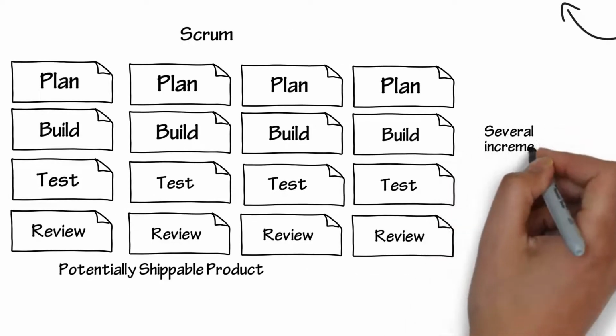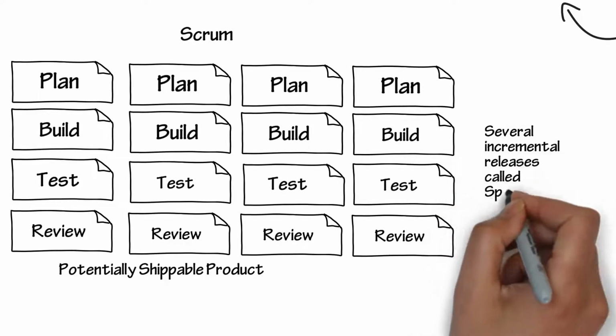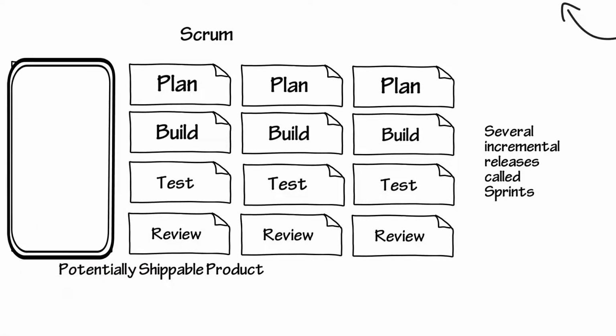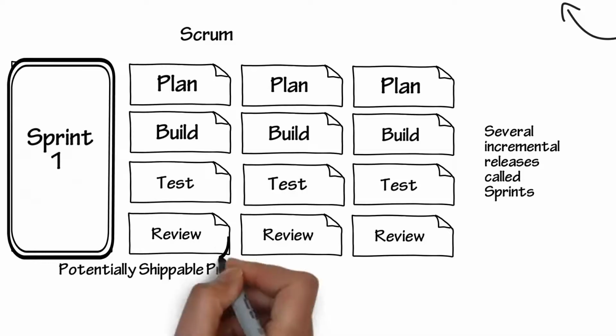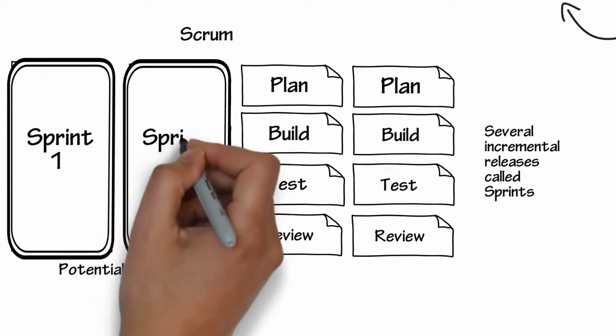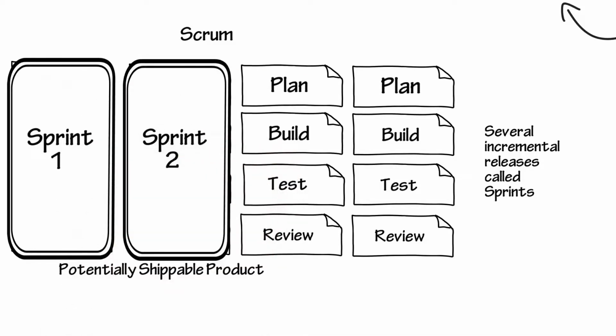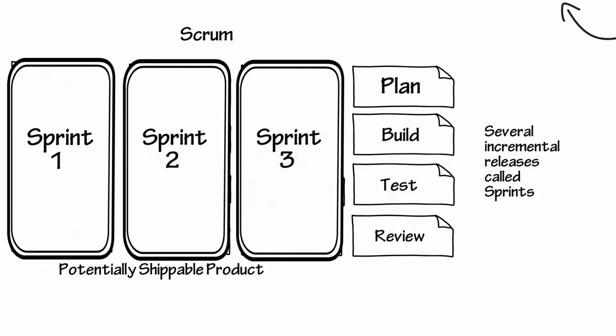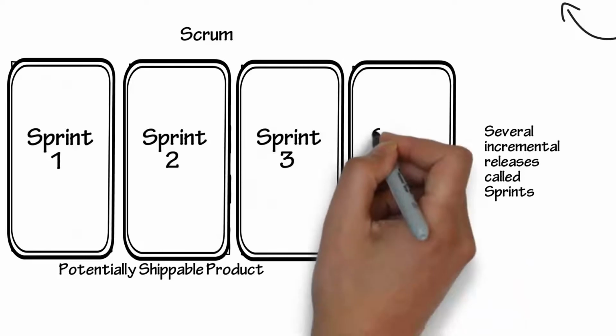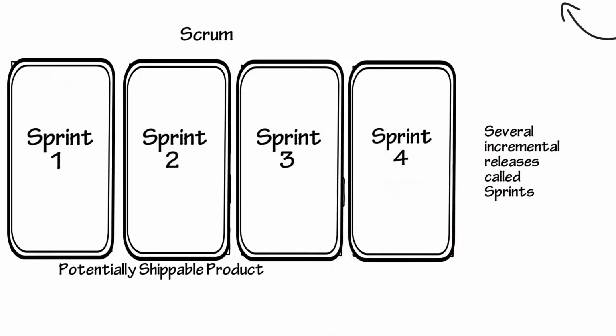You end up with several incremental releases called sprints. A sprint usually takes from 1 to 3 weeks, and you just keep repeating these sprints until your product is feature complete. Sometimes you may end up shipping your product after the second sprint, or the third, or the fourth, or even further, but you eventually end up with a shipping product.